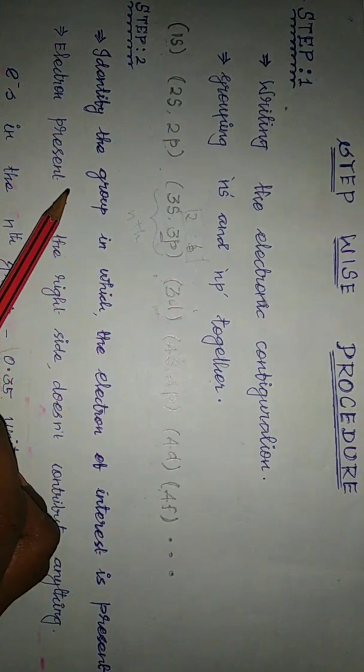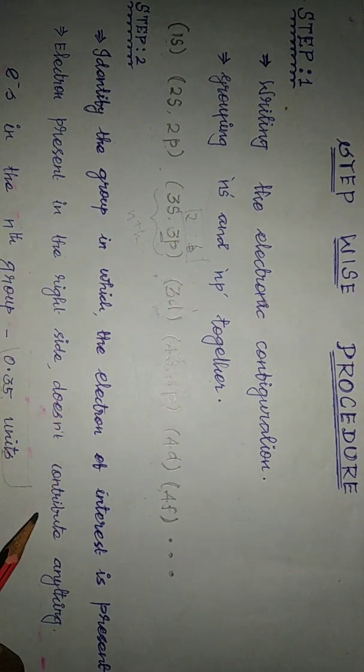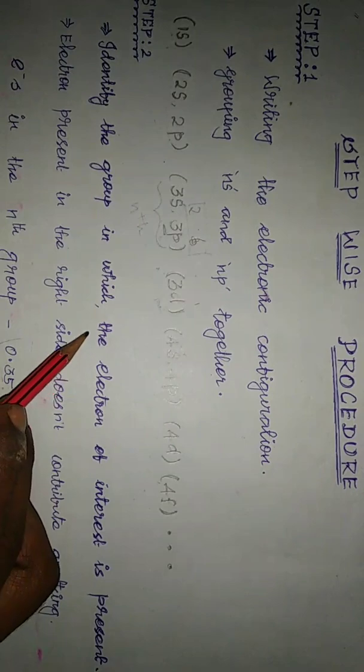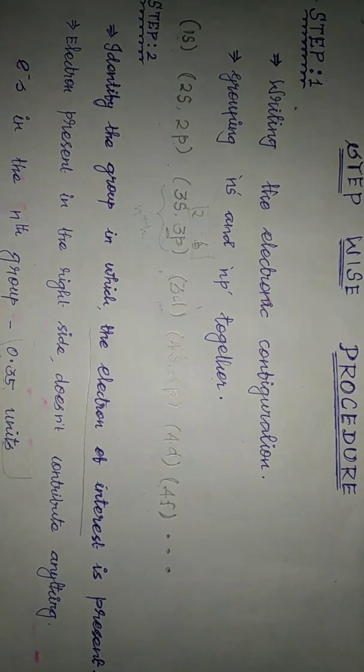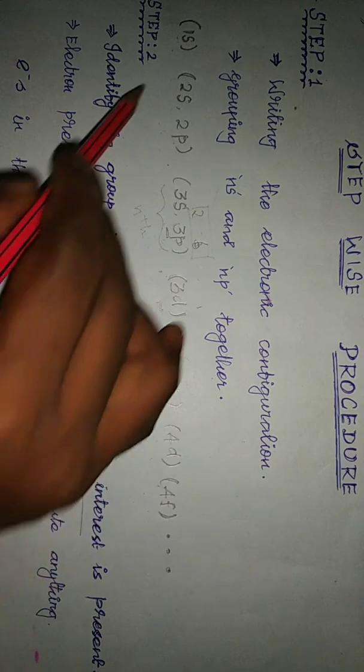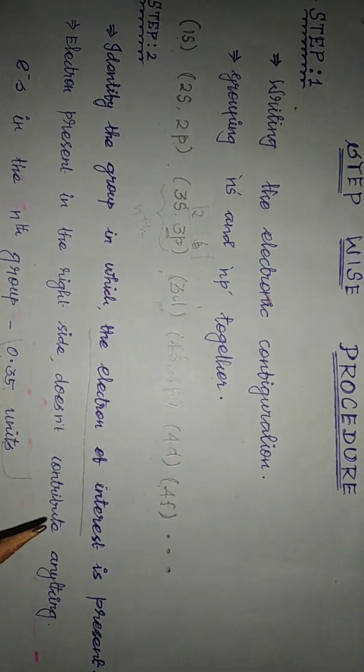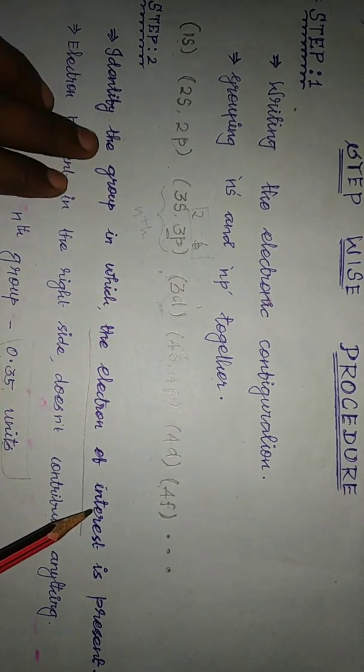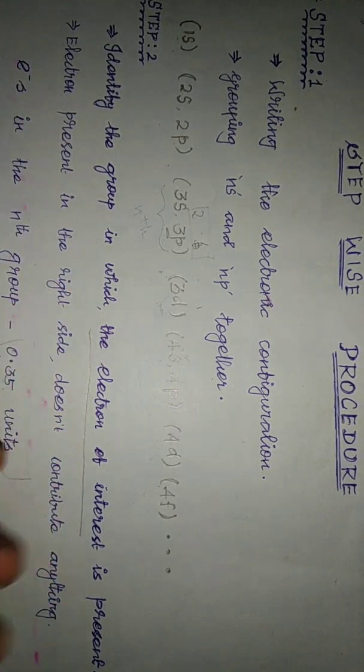In step number 2, identify the group in which the electron of interest is present. Remember this word, student: electron of interest. You will be given a problem, for example: Calculate the effective nuclear charge of the last electron present in the sodium atom. So whichever electron they mention and ask you to find the effective nuclear charge for, that electron is called the electron of interest. We have to identify where that electron of interest is in the groups. That is step number 2: identify the group in which the electron of interest is present.